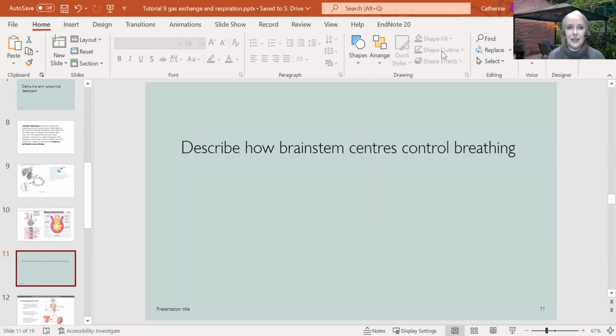Now this one's a nice tricky one. You've got to know your regions of the brainstem. Describe how brainstem centers control breathing. Which brainstem centers are we talking about for starters? Where's our main one? From the medulla, do you mean? Yep, absolutely. So the medulla oblongata is one, controlling breathing. Does anybody else want to jump in with extra detail?